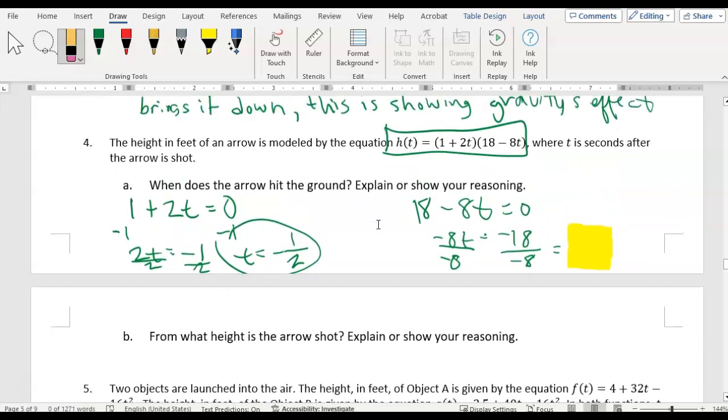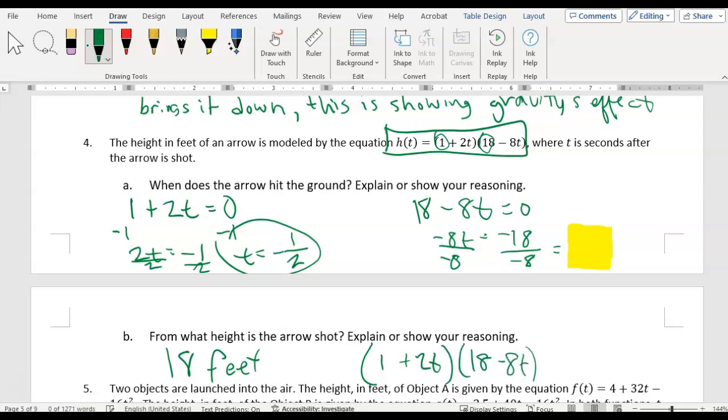From what height is the arrow shot? Show or explain your reasoning. So again, we have this positive 18 and this positive 1 here, and when we multiply those, we'll get 18, and that will be our constant. So that is 18. Again, we're modeling this by feet, so 18 feet. And we know because 1 plus 2t times 18 minus 8t, we can show that equation to be 18, and then we would multiply minus 8t, multiply the inside plus 36t, and then the last terms would be minus 16t squared, which is our gravity.